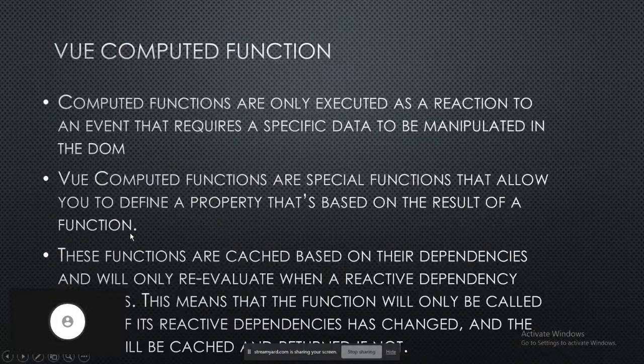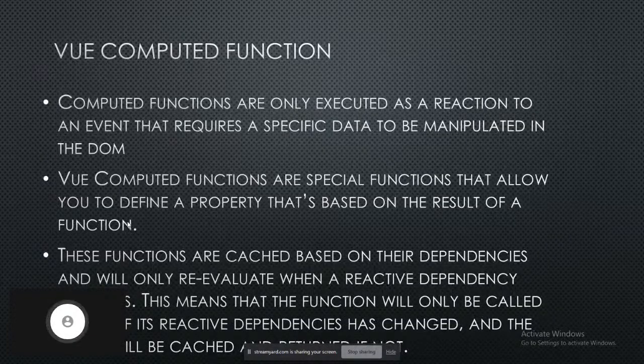So we have the Vue computed function. We talked a bit about this earlier on today. Computed functions are only executed as a reaction to an event that requires specific data to be manipulated in the DOM. Vue component computed functions are special functions that allow you to define a property that is based on the results of a function. So they can react to particular data that is being changed, and they can change specific data on the DOM.